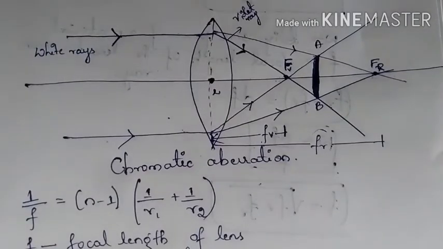Chromatic aberration is a defect in a lens due to variation of refractive index with color. The refractive index varies with the color of the light that we give on the lens. Here we have used white light, which has 7 different colors. We took red and violet rays to understand chromatic aberration, and then we learned what lateral chromatic aberration and longitudinal chromatic aberration are.